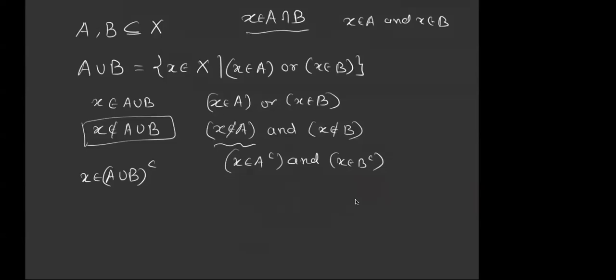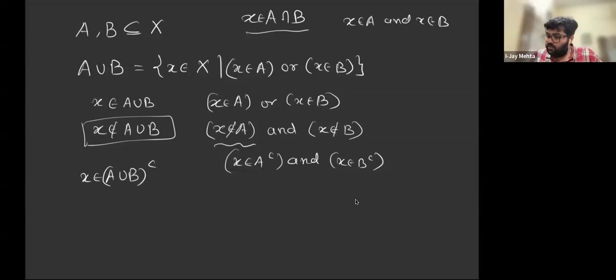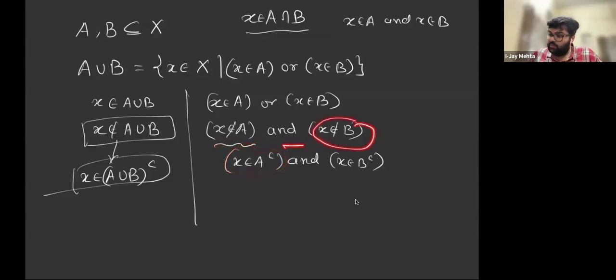X in A union B complement. It is not in A union B, so it is in the complement. That is fine. Now I am saying this side. X is not in A, so X is in A complement. And X is not in B, so X is in B complement. So now if X is in A complement and B complement, can I say that it is in the intersection?